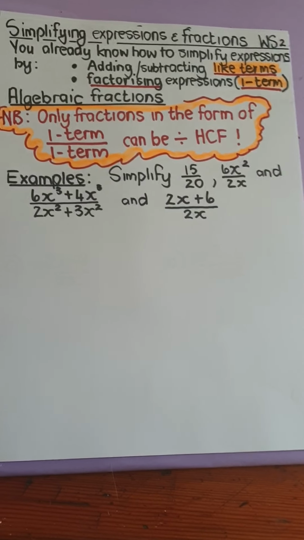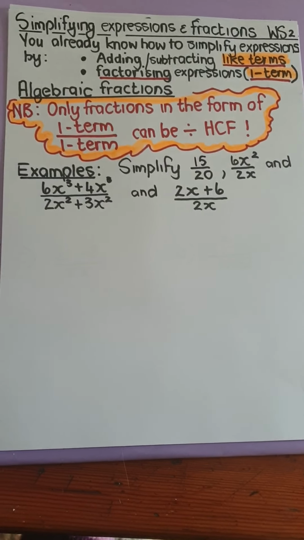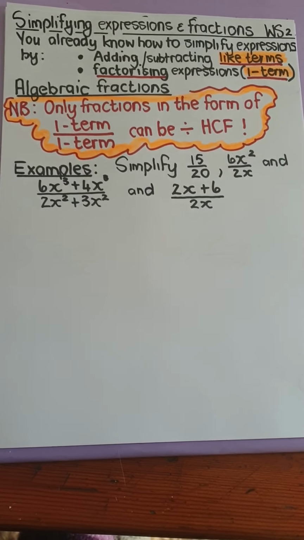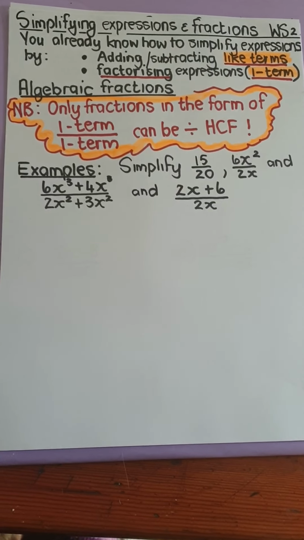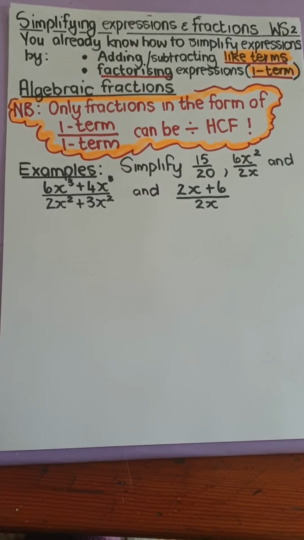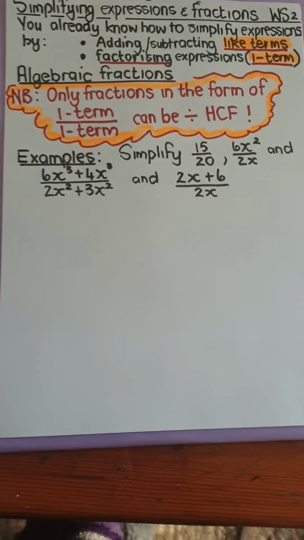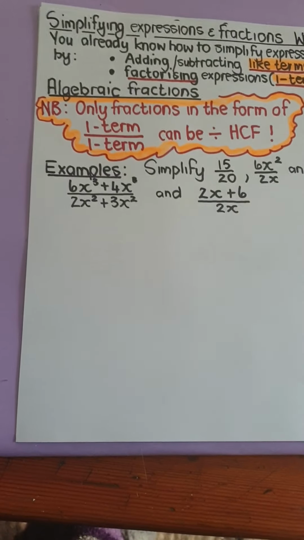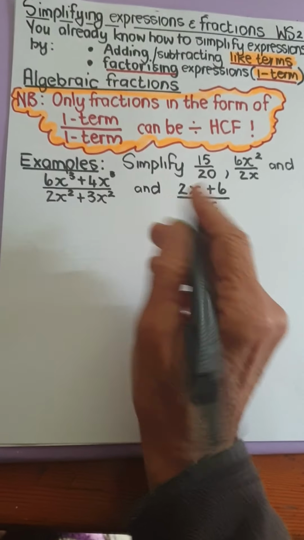The most important rule that I can teach you is to remember that only fractions in the form of one term in the numerator divided by one term in the denominator can be factorized by dividing with the highest common factor. So what does all of that mean? If we look at some examples, I'll just look at the simple fractions.